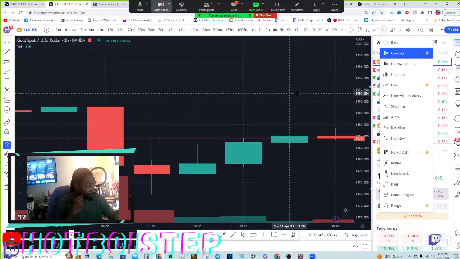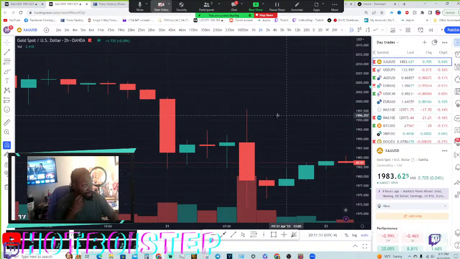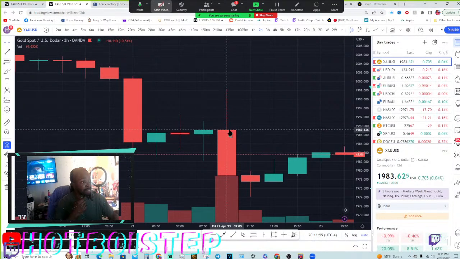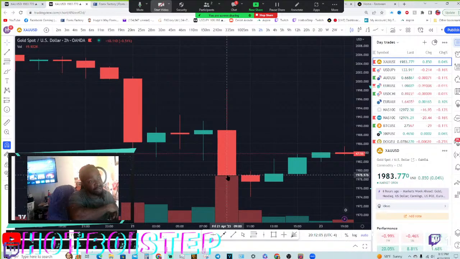Mm-hmm. Yeah, I get it. And then the stick. Yeah, the wicks just mean that somewhere along this time frame, it went higher up here, and it went down below here, and it ended at the spot where the bold red stops.